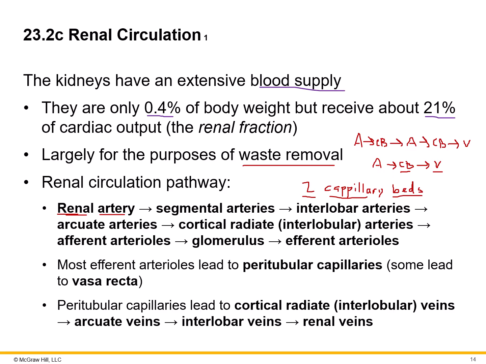So that's our renal artery. We get a little smaller, segmental arteries, then interlobar arteries going between the lobes of the kidney, then the arcuate arteries, then even smaller, they're called cortical radiate or interlobular. Now we're going between the lobules, which are the smaller units in our kidneys.